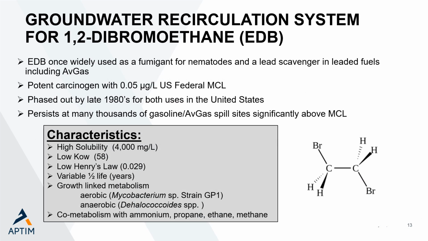Okay, so the first case study involves 1,2-dibromoethane, or EDB. Now, this compound was widely used in the US as a fumigant for nematodes, and it was also a lead scavenger in leaded fuels, including aviation gas. It's a potent carcinogen. It has a federal drinking water standard of 50 parts per trillion, or only 0.05 ppb. It was phased out in the late 1980s for both uses in the United States, so both as a fumigant and a lead scavenger when it was found to be a very potent carcinogen.